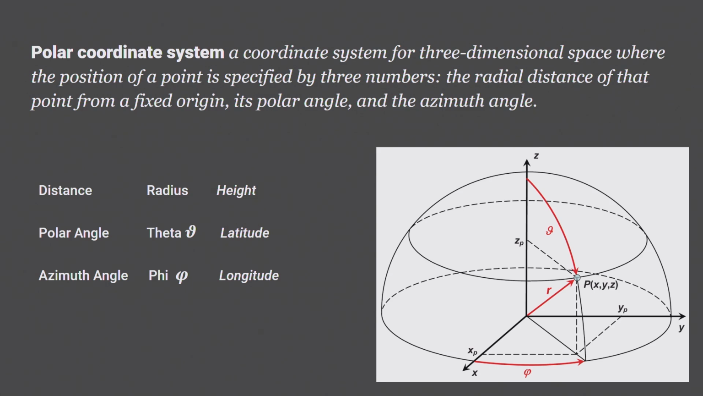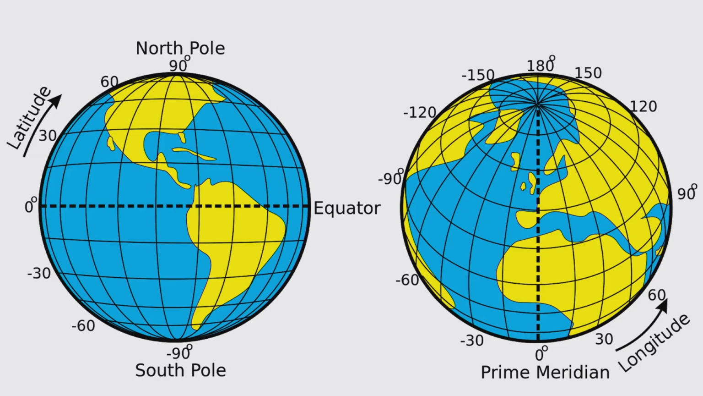This is so handy when we're thinking about making a geographic 3D data visualization, because a lot of information about our world is already in polar coordinate systems. We already have a lot of data that is based in latitude and longitude, so it's really easy to take that information and put it on a sphere.